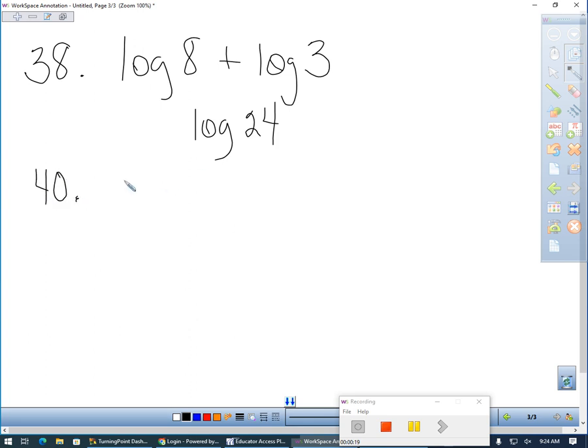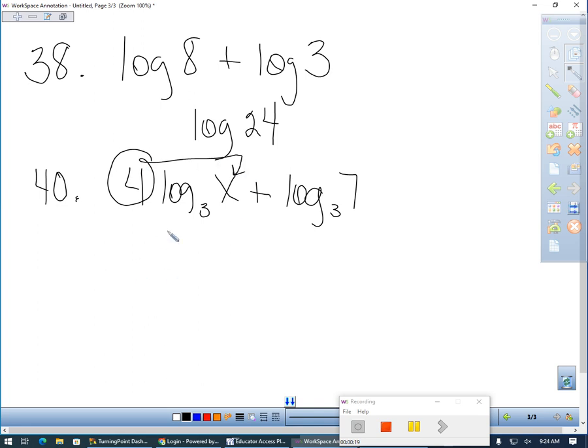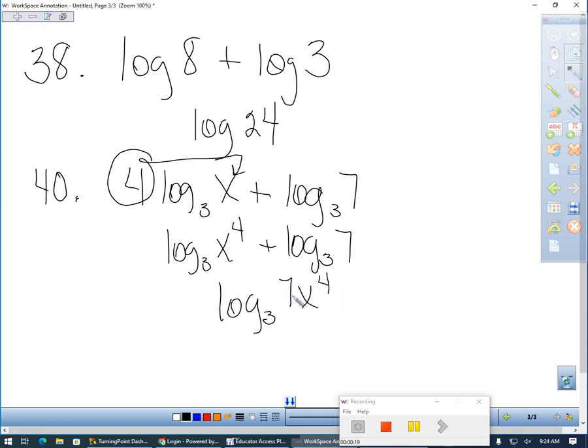Number 40, I have 4 log base 3 of x plus log base 3 of 7. I want to remind you, if we have a coefficient, this coefficient is always the exponent. So I have log base 3 of x to the 4th plus log base 3 of 7. And again, in the log world, when we're adding, we're really multiplying. So we have log base 3 of 7 x to the 4th. So again, we always want our coefficient to come before our variable.